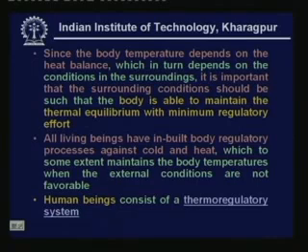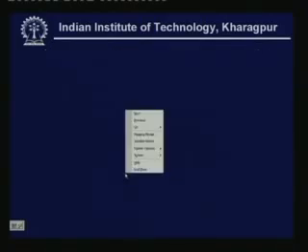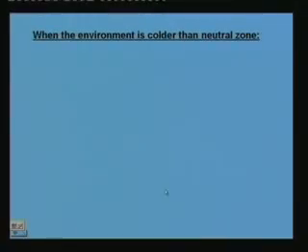Human beings consist of a thermoregulatory system. Now, let me quickly explain what this thermoregulatory system is and how it works. So, what happens when the environment temperature is colder than the neutral zone? What happens when the outside temperature is cold?